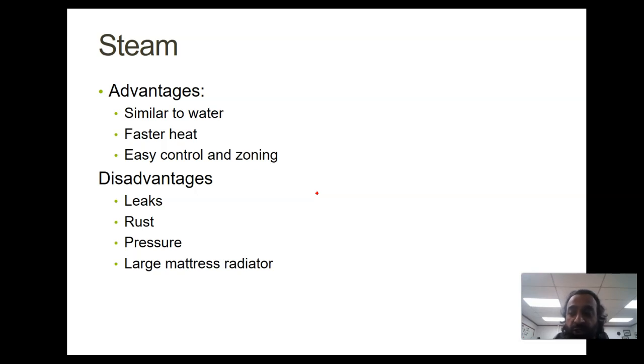Again, leaks and rust are issues, and the radiators are very big. It's called the mattress because it does look like a mattress, and it is also an issue for extra pressure. If you're building pressure, that's a possibility for a system to explode or have terrible malfunctions. And again, we said steam has a lot of power, so it's a little bit tricky and requires a lot of safety valves and safety measures.